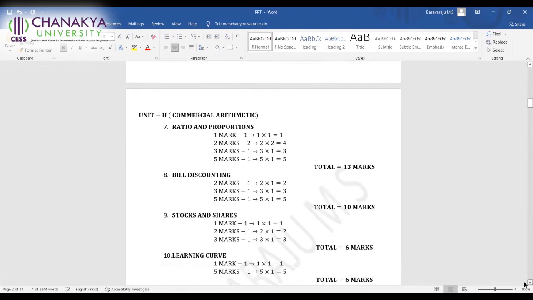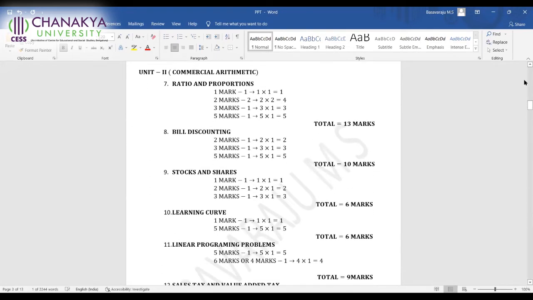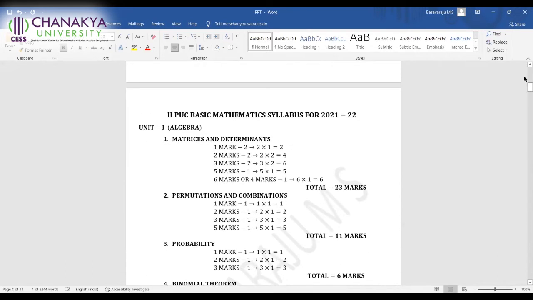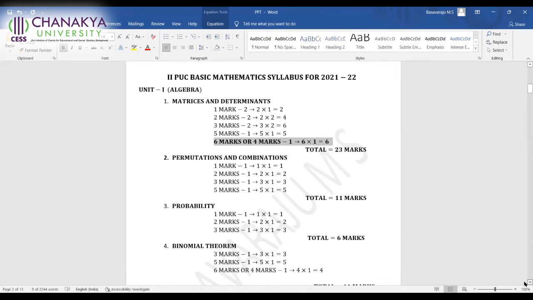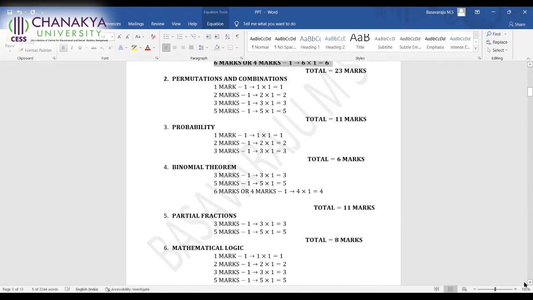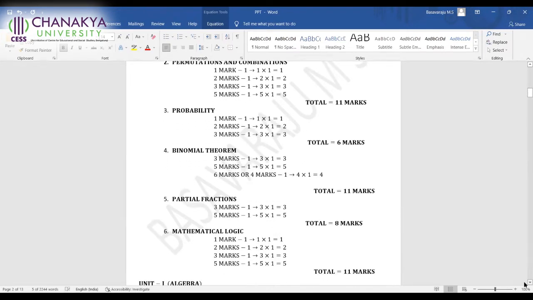In the same way, I divided the commercial arithmetic also. If you observe the entire first unit, you can expect the 6 marker problem only in matrices and determinants. This unit will not consist of any other 6 marker part at all. Is that clear? You will come to know the schematic representation of the question paper, in what position the 6 marker comes and in what position you are going to get the 5 marker, everything. The next slide.